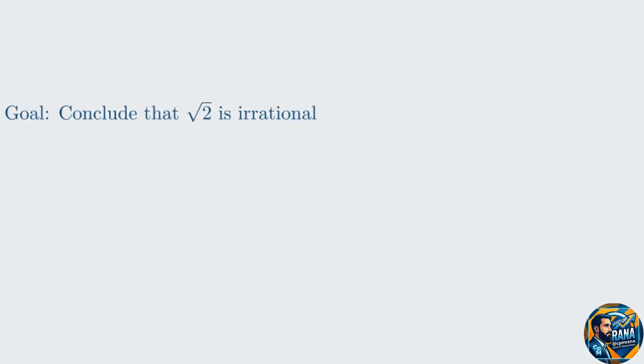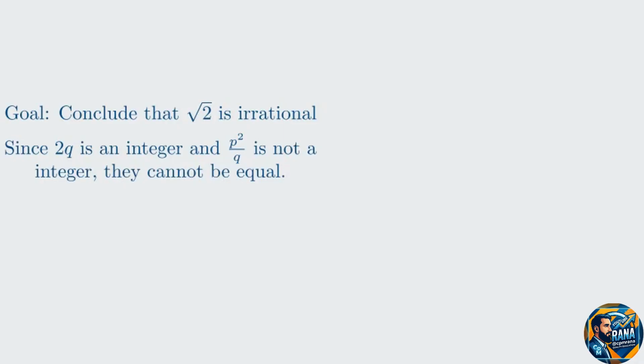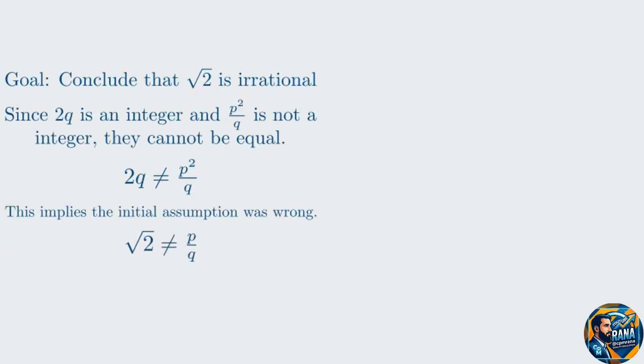Our goal for this final scene is to conclude our proof based on the contradiction we just found. Because we have shown that an integer, 2q, cannot be equal to a non-integer, p squared over q, our mathematical statement is impossible. This means 2q is not equal to p squared over q. Since this step was a direct logical consequence of our first equation, it implies that our initial setup was also impossible. Therefore, the square root of 2 cannot be expressed in the form p over q.